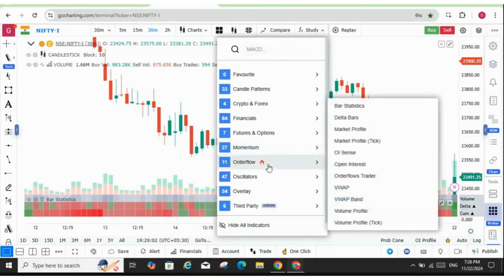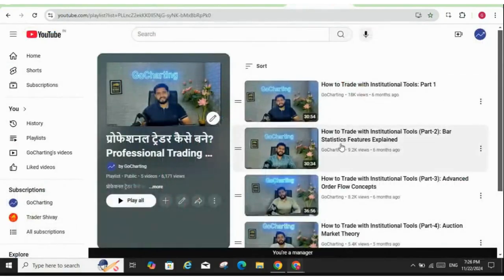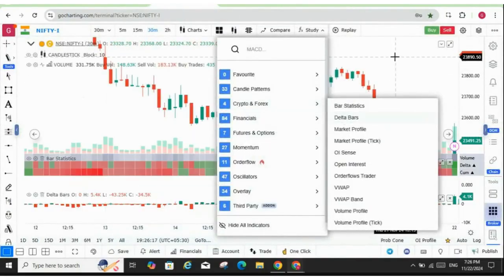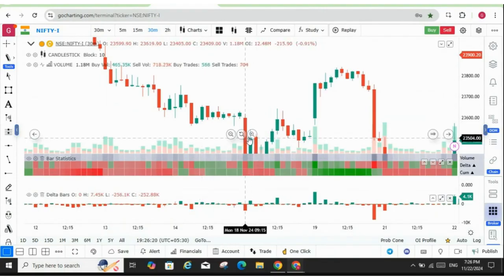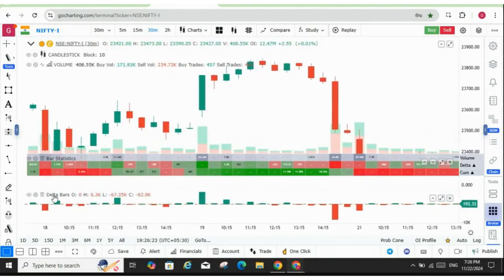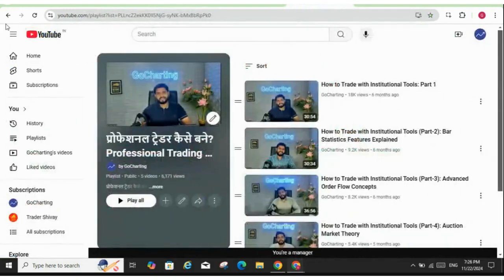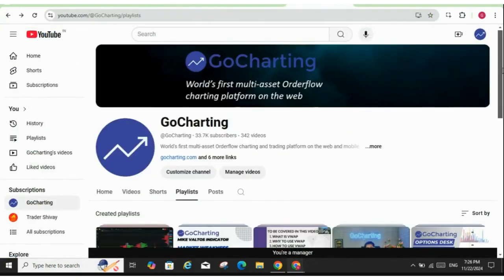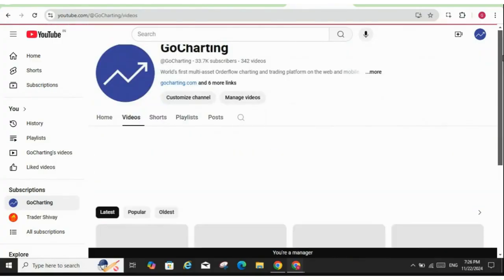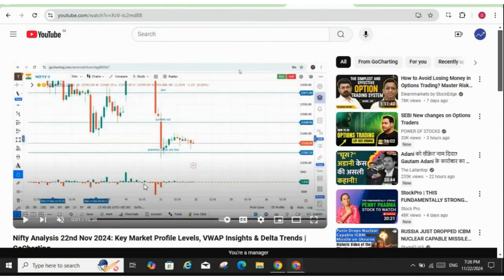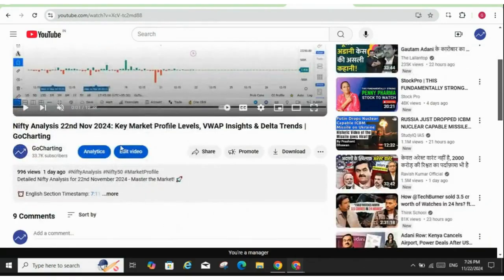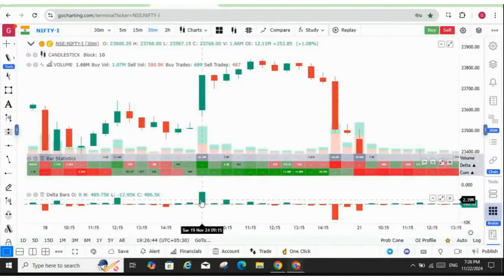What we have here is order flow. In the order flow indicator, we have this bar statistics, which I have just applied below. If you want to understand these features, I have told you to go to this video. Then we have delta bars. These are the delta bars, and we take a lot of help from the delta bar. We keep educating about these insights through our daily market analysis videos. If you see this video here, we take help of the delta bar for sure. Without the delta bar, maybe you will not be able to trade, so you should definitely learn about delta bars.